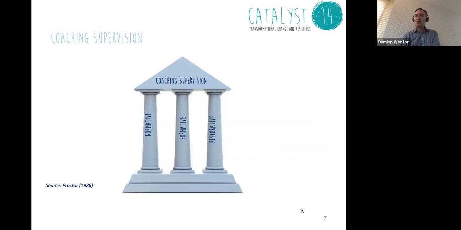So when we're talking about supervision, we often think of these three pillars. So there is a normative aspect of supervision, which is about our professional practice and quality assurance. So often when we think of the normative side of supervision, ethical dilemmas come up. So this idea of perhaps a question that we're wrestling with around whether we should do something or something else. And actually having a space where we can explore that, because often they're not black and white, often they're shades of grey, can really support us in our work.